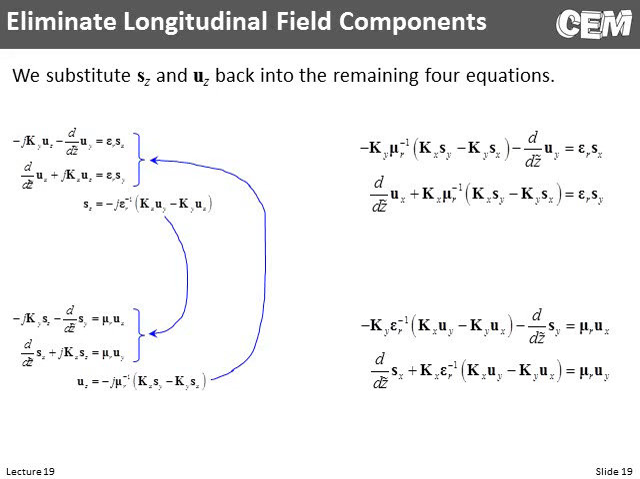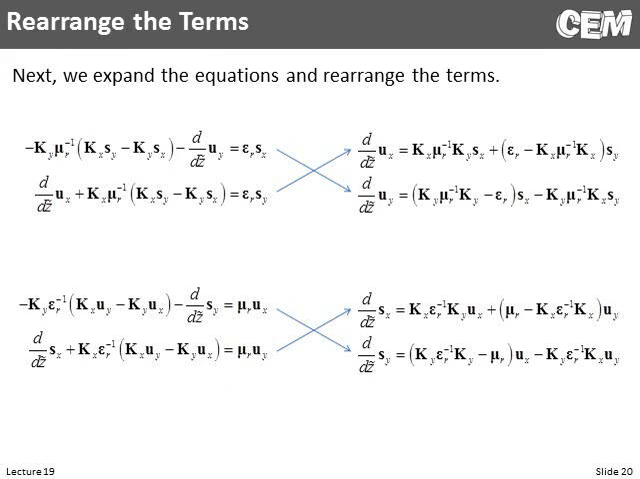So here's where we do that. Again, we'll take the expression for S sub z and plug it in down here. We'll take this expression for UZ, plug it in up here, and we end up now with 4 equations not containing any longitudinal field components. There's no S sub z or U sub z in these equations, and we're down to 4.